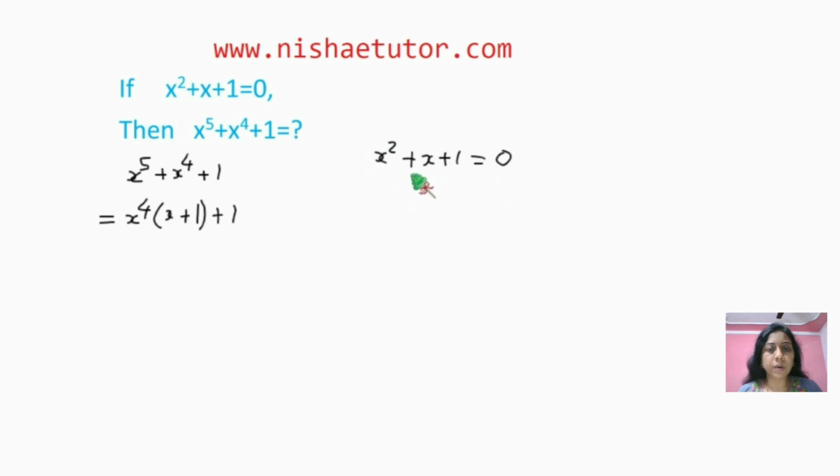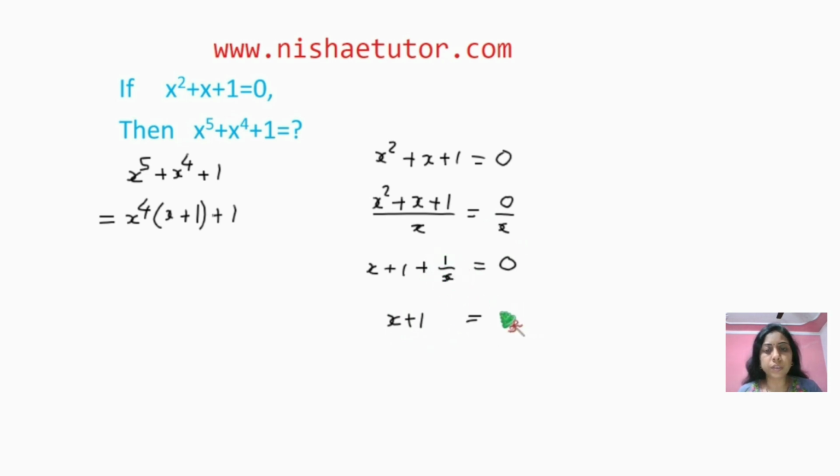Here, divide the whole equation by x. So x square plus x plus 1 divided by x, and here 0 upon x. X square upon x we get x, x upon x is 1, and here 1 upon x, and 0 upon x is 0. So what is the x plus 1 value? Here 1 upon x we can transfer, so this is negative.